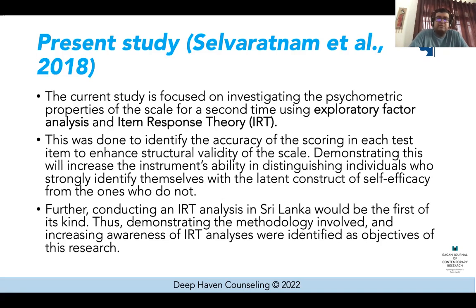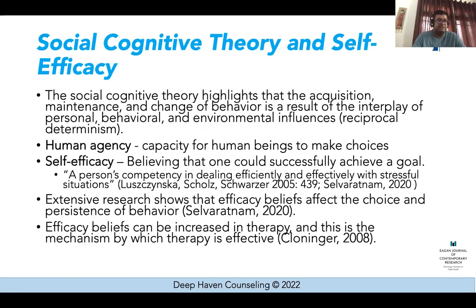The current study is focused on investigating the psychometric properties of the scale for a second time using exploratory factor analysis and item response theory. This was done to identify the accuracy of the scoring in each test item to enhance the structural validity of the scale. Demonstrating this will increase the instrument's ability in distinguishing individuals who strongly identify themselves with the latent construct of self-efficacy from the ones who don't. Further, conducting an IRT analysis in Sri Lanka would be the first of its kind. So demonstrating the method and increasing awareness of IRT analysis were identified as objectives of this research.